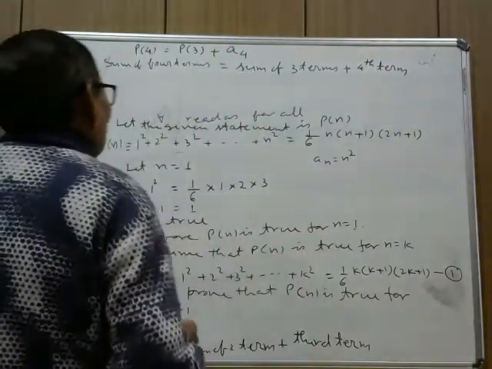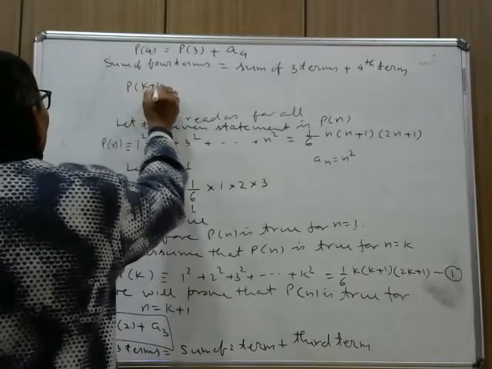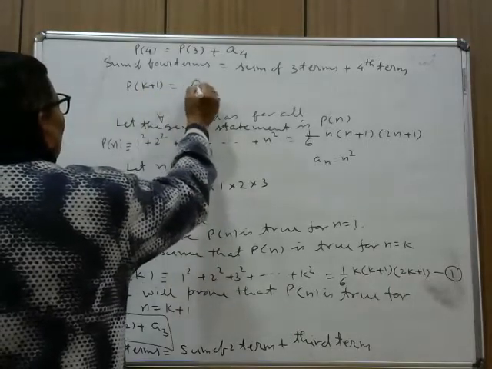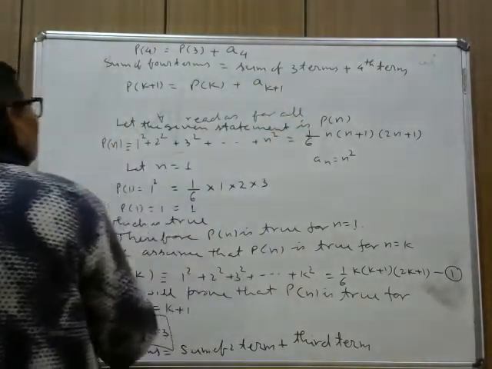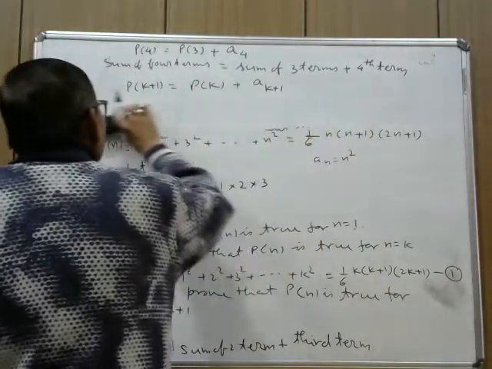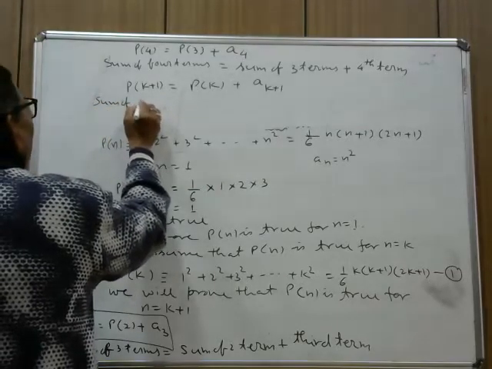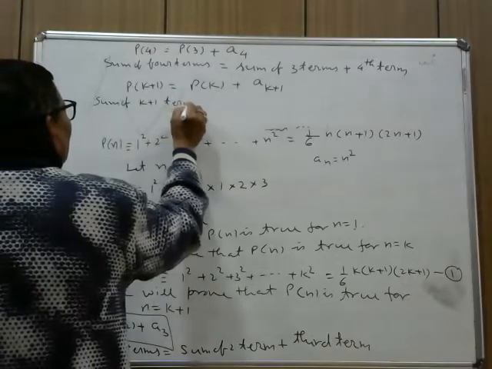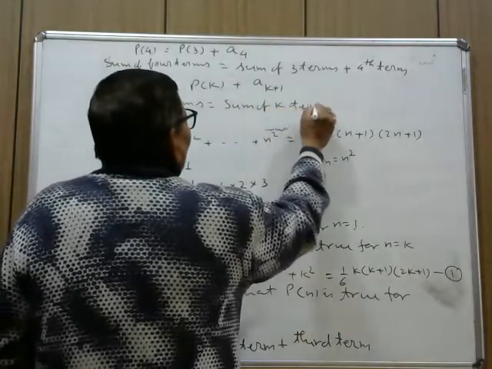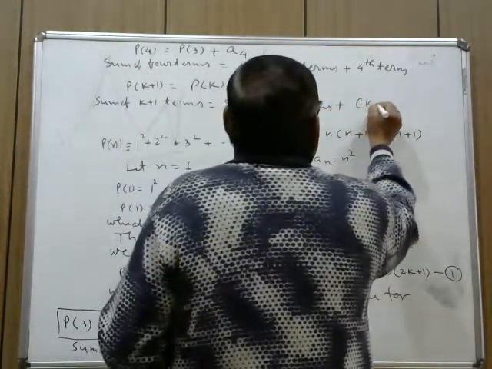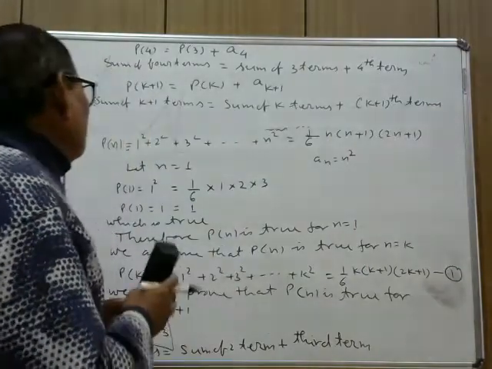So when you continue, then you can write your P(k+1), sum of k+1 terms, equal to sum of k terms plus the (k+1)th term. This statement implies that sum of k+1 terms is equal to sum of k terms plus the (k+1)th term. You remember that. So you can continue this procedure in this way.